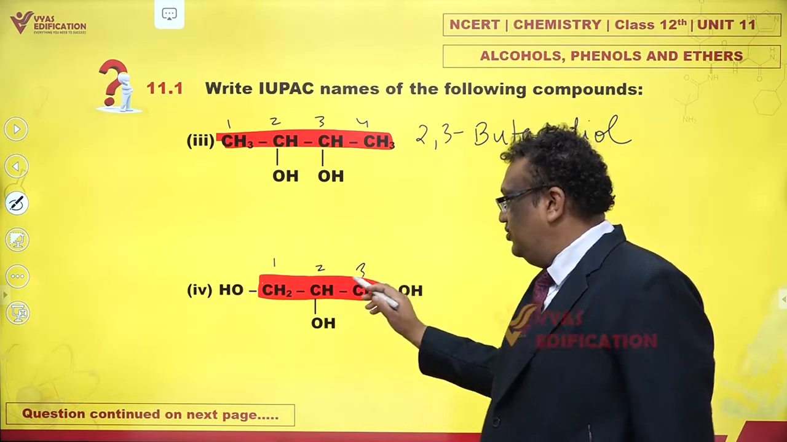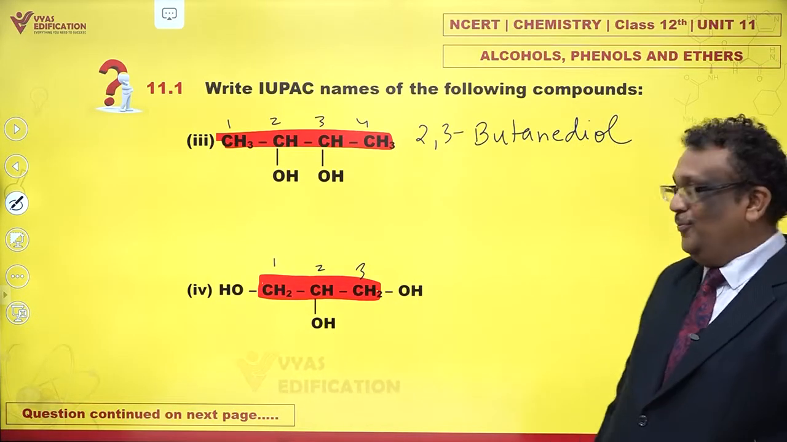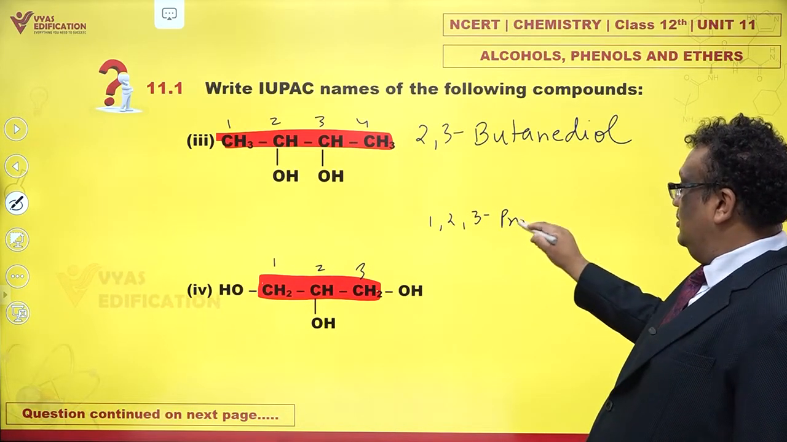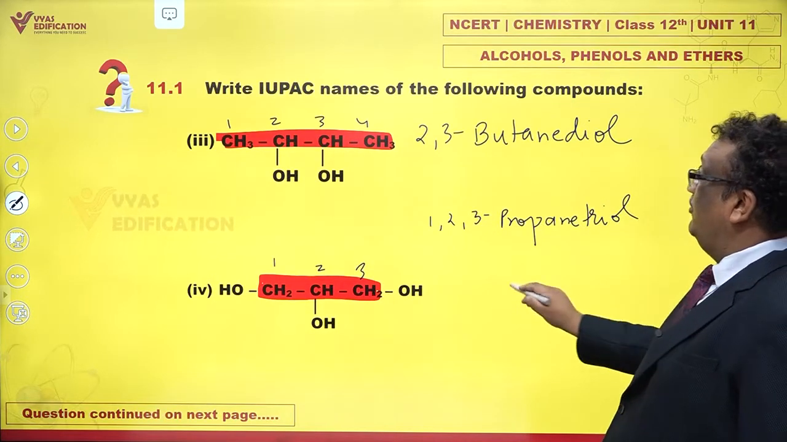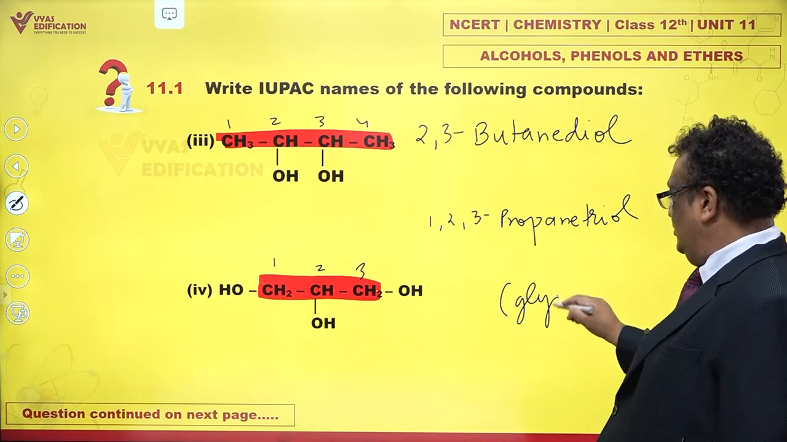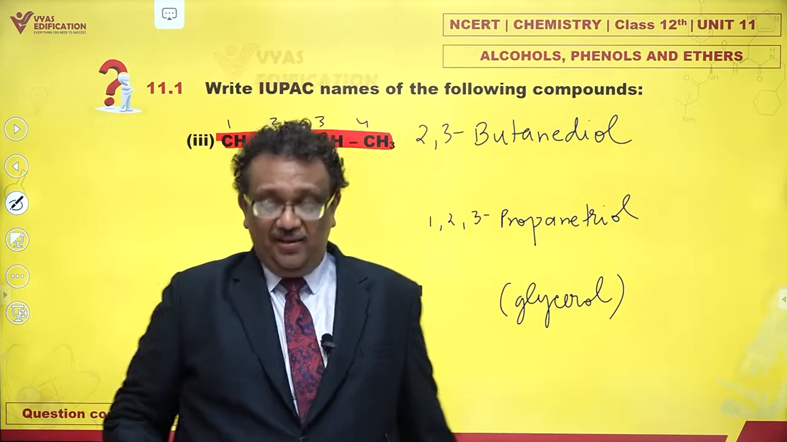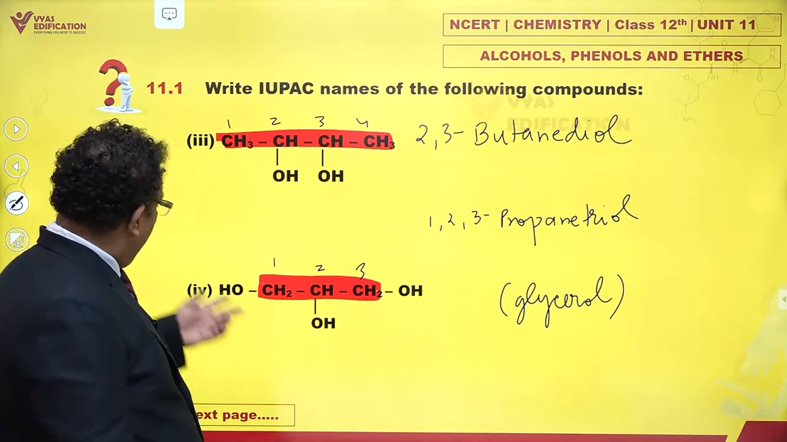1, 2, 3. So a common name for this is glycerol. But this is also called 1,2,3-propanetriol, or the very popular glycerol. Glycerol, of course, is the common name. It is not the IUPAC name. But then propanetriol is a good name.